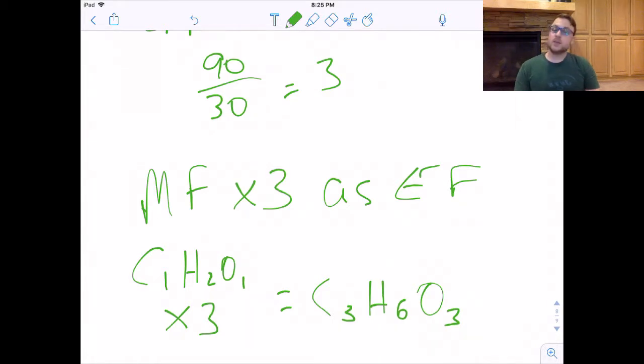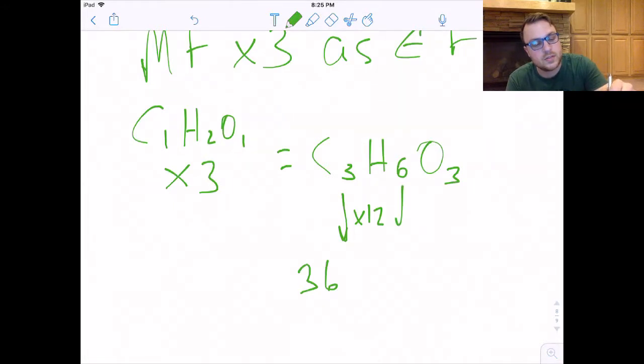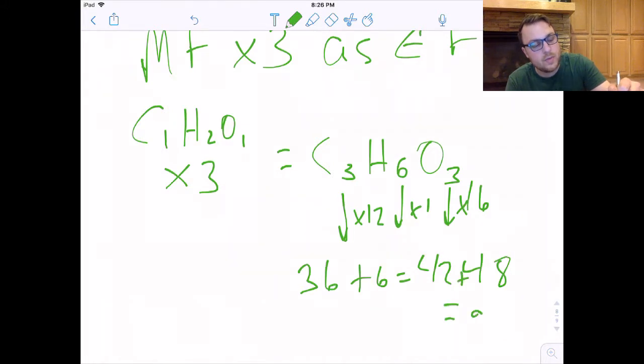So these three carbons each weigh 12. That's 36. These 3 hydrogens each weigh 1. That's 6. So that's 42. And these 3 oxygens each weigh 16, which is 48. Add that together. Oh my goodness gracious, you get 90. Woo! Love it. That's about as tough as it'll get with empirical molecular formula.